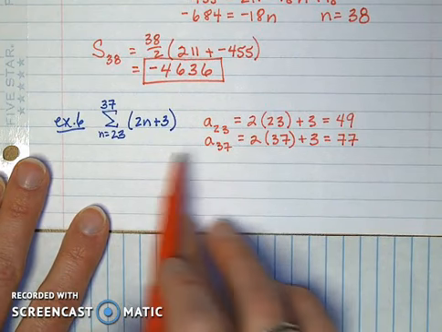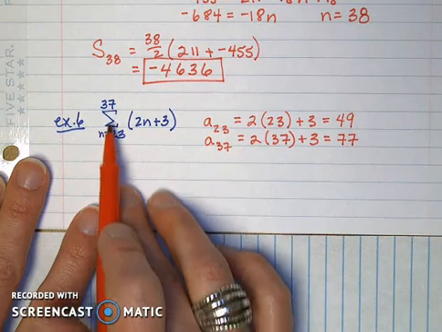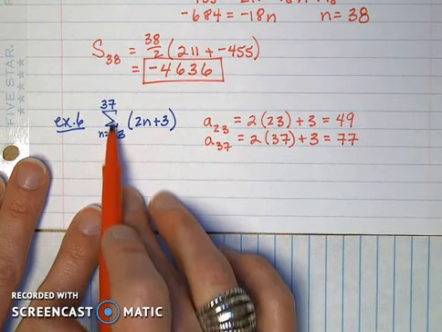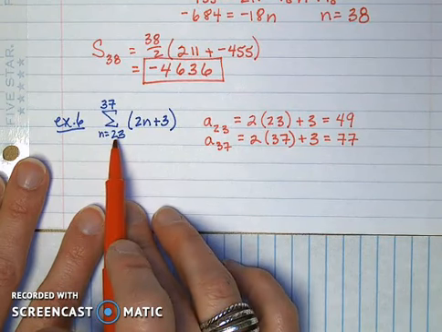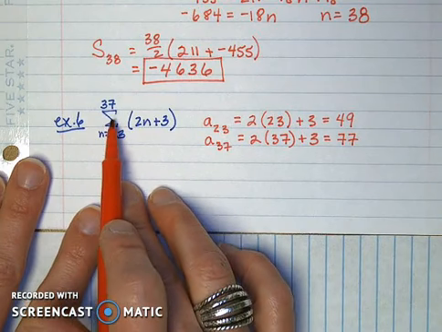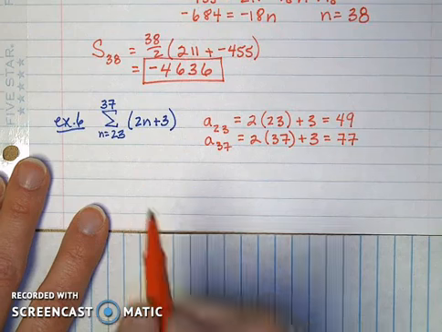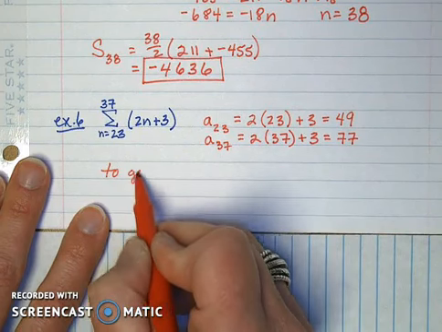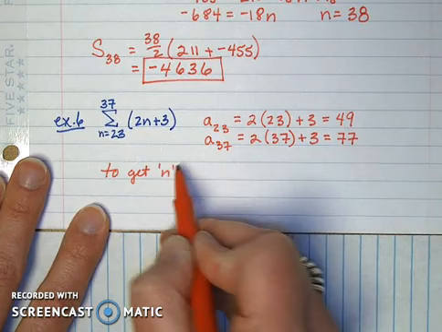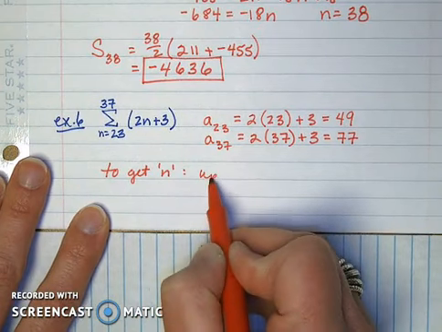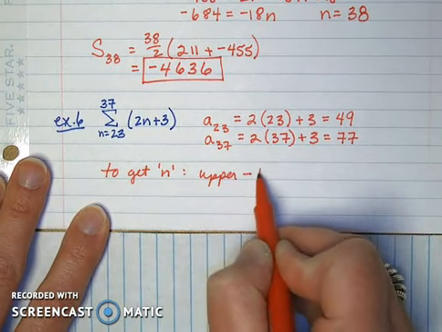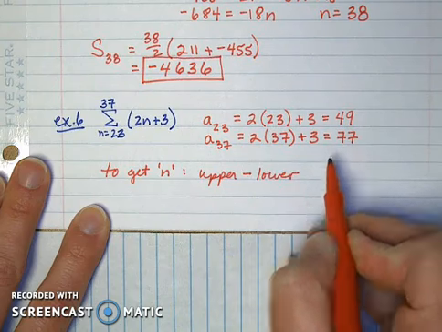Now you can calculate how many n's you have, how many terms you have between these two. If you take the upper bound minus the lower bound and then add 1, that will give you your n. Let me write that down. So to get the n, you're going to take the upper bound minus the lower bound and you're going to add 1.